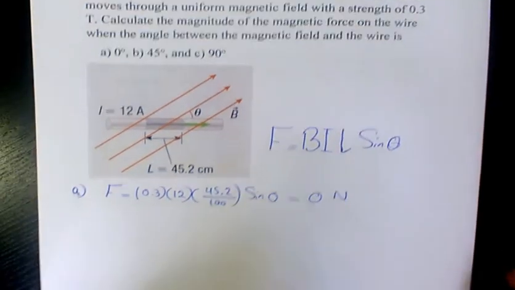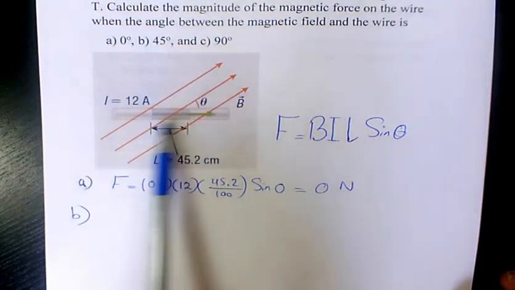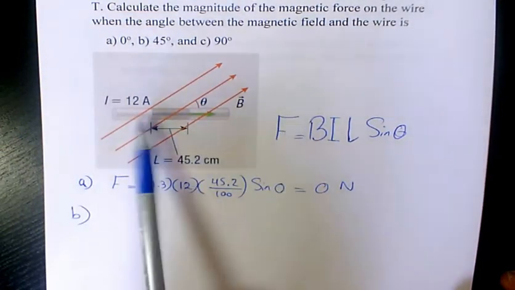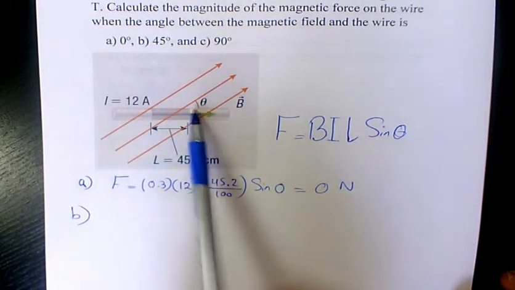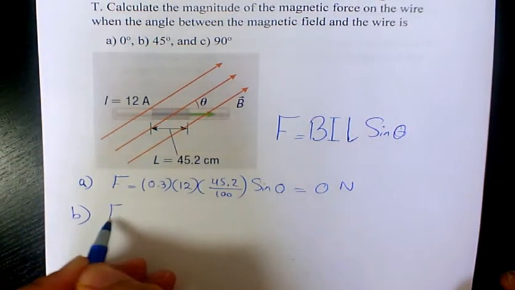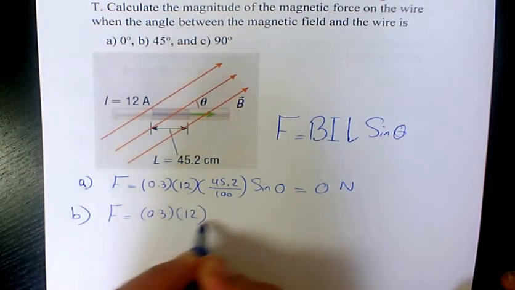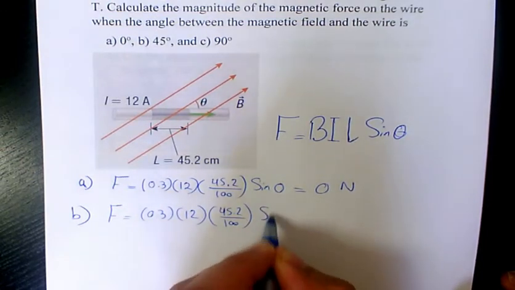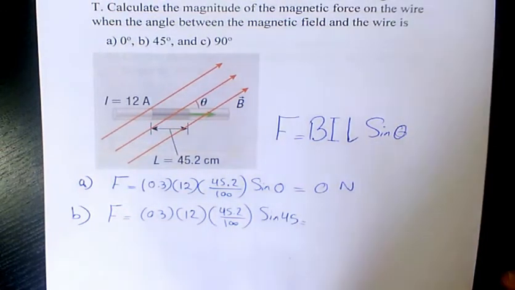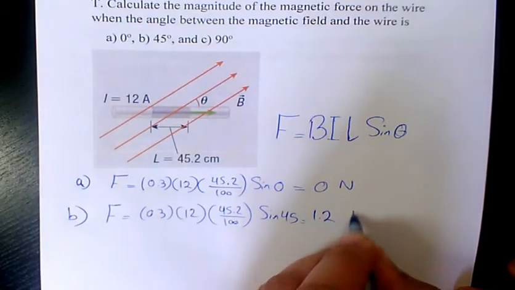Let's do the second part. Second part is going to be the same thing. In this case, the angle between the wire or current and the magnetic field direction is 45 degrees. So this is going to be F equals 0.3, 12, 45.2 divided by 100, sine 45. So that will be 1.2 Newton.